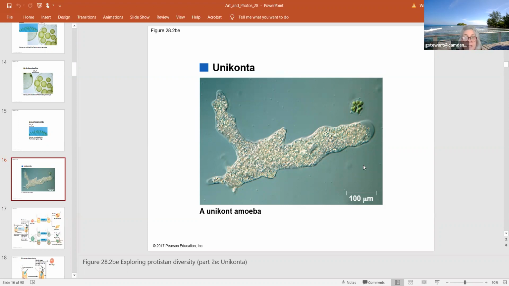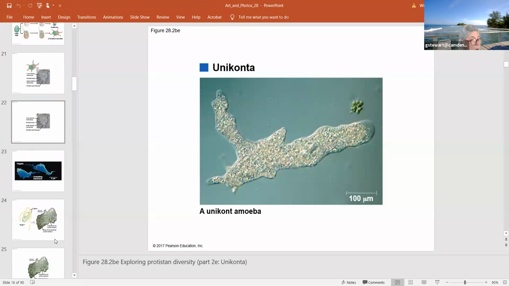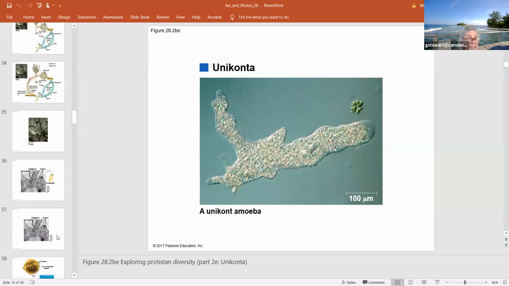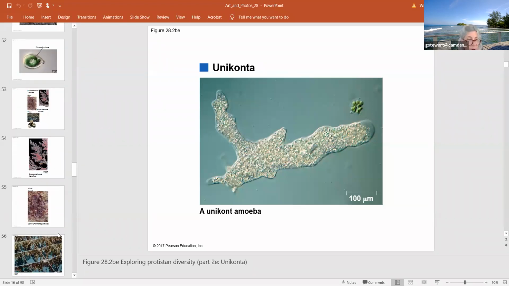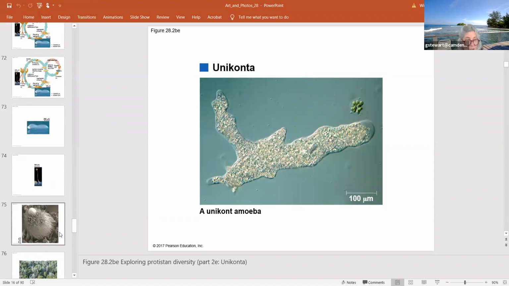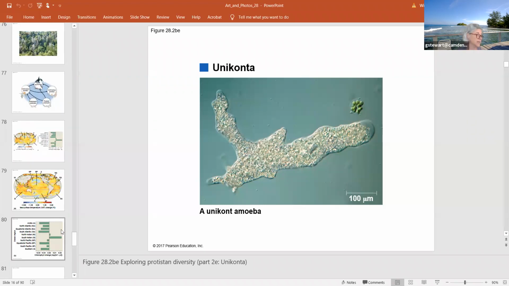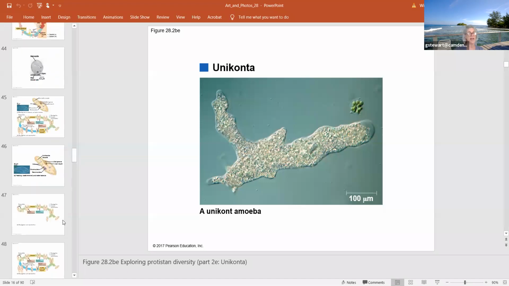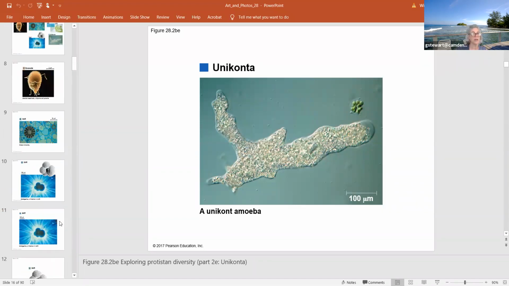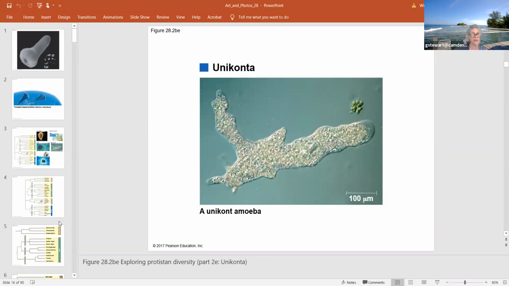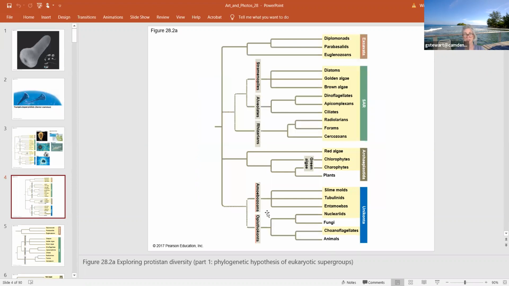The tubulinids are all free-living amoebas. The entamoebas, which are a separate group you'll see on your handout number 3, are parasitic. There's only one that infects humans, and we're not its definitive host. We are an accidental host. It actually infects pigs.